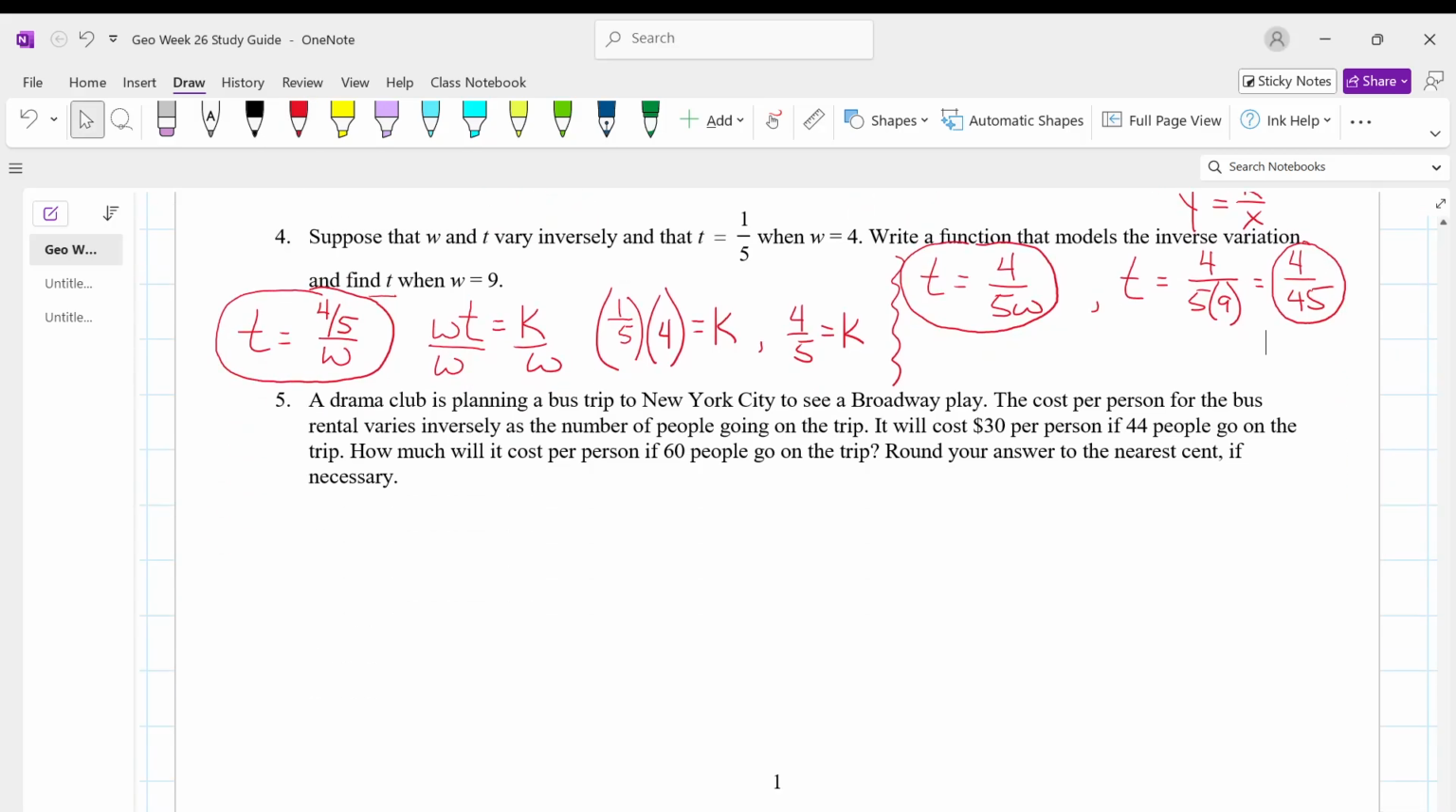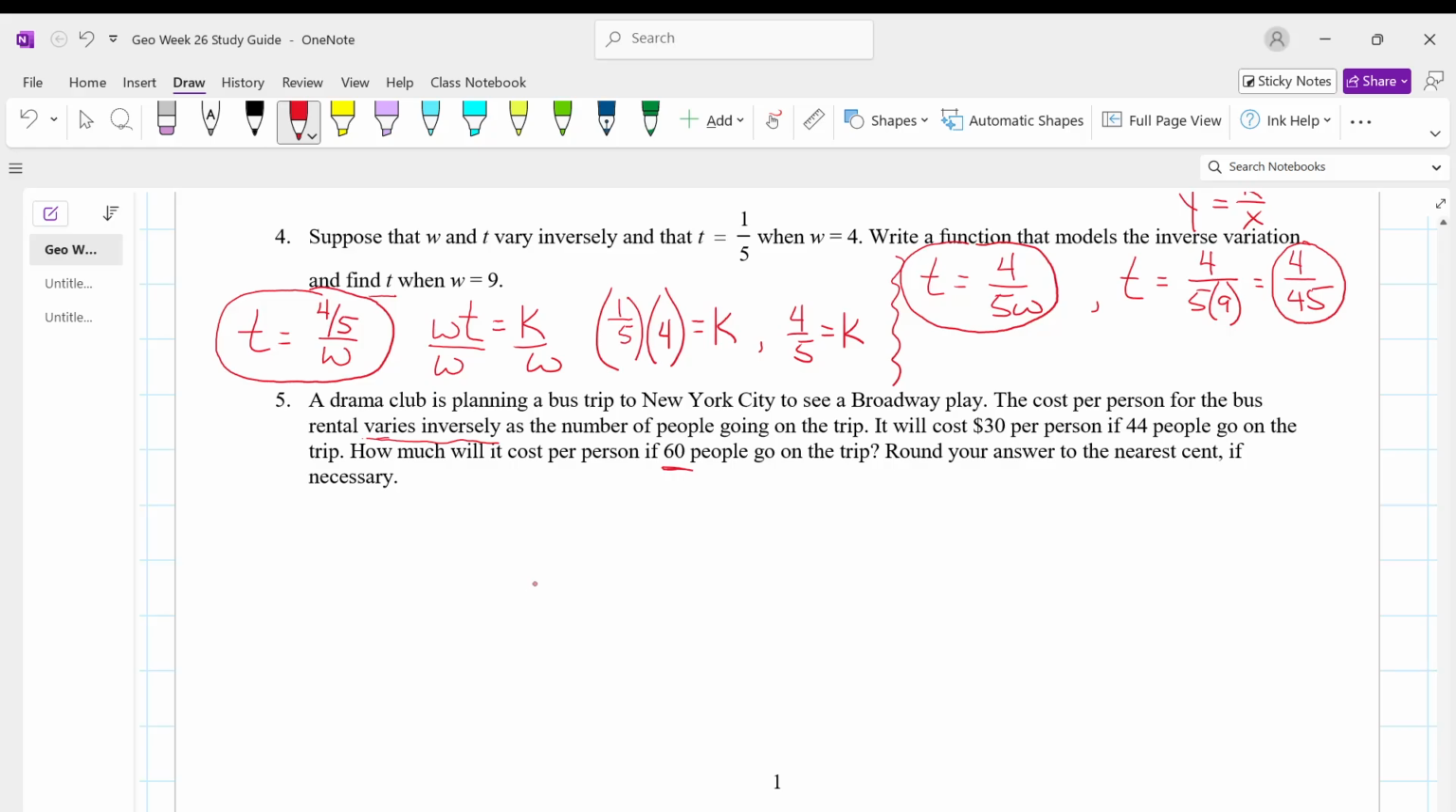In problem number 5, a drama club is planning a bus trip to New York City to see a Broadway play. The cost per person for the bus rental varies inversely as the number of people going on the trip. It will cost $30 a person if 44 people go. How much will it cost if 60 people go?